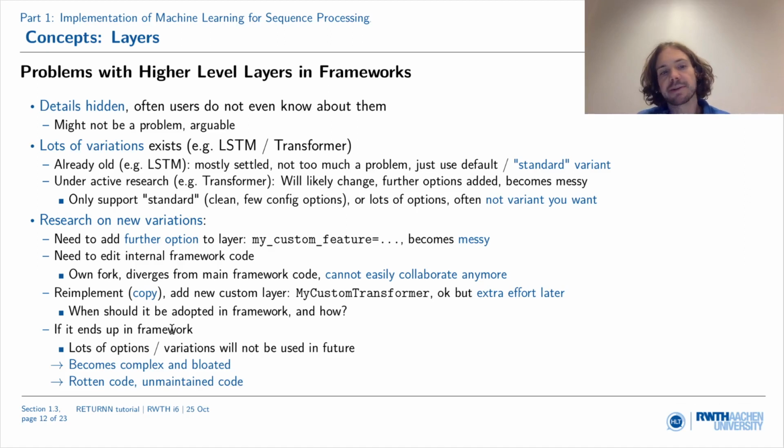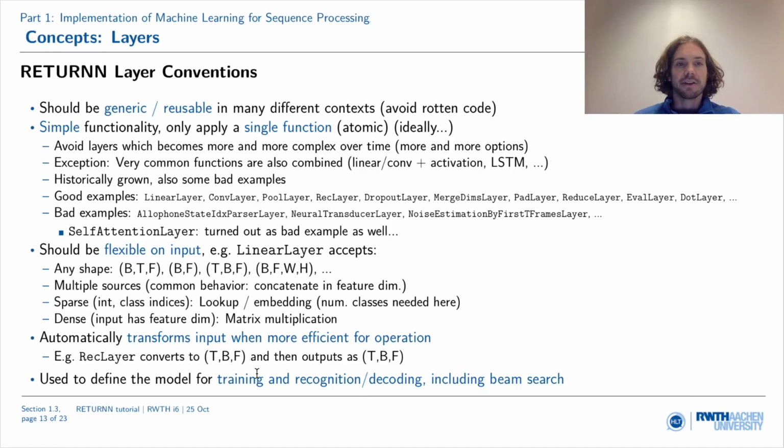And then if it ends up in the framework, you end up with lots of options in the end, or lots of variations. And many of these options and or variations will not be used in the future anymore. And then the framework becomes complex and bloated, and lots of rotten code because it's not used anymore. And then it's unmaintained. So this is kind of bad. So we want to avoid that.